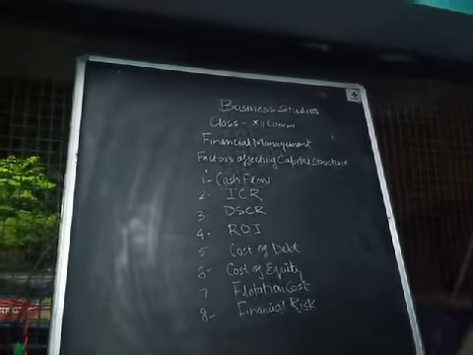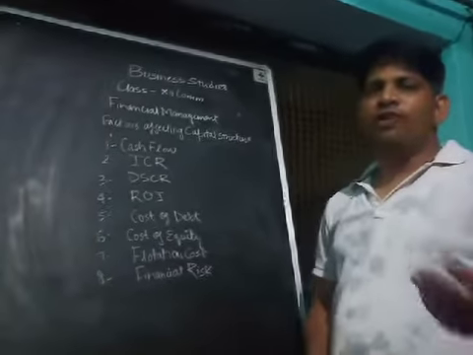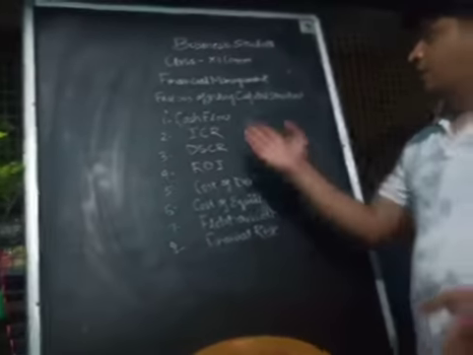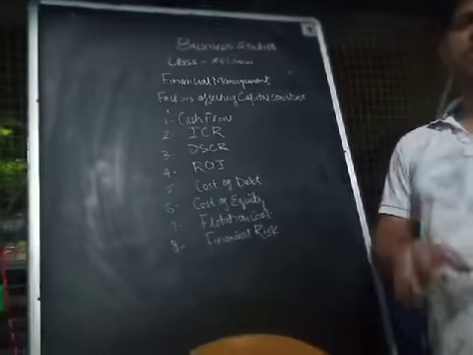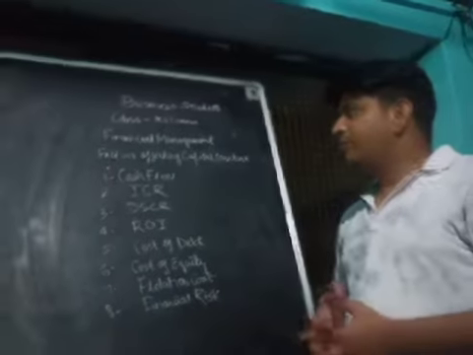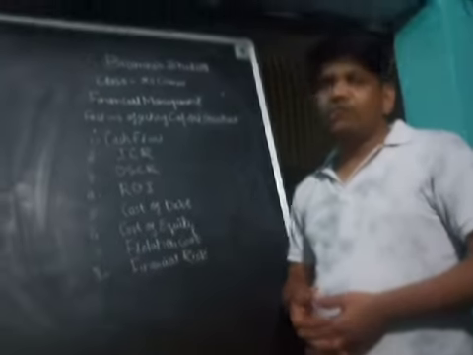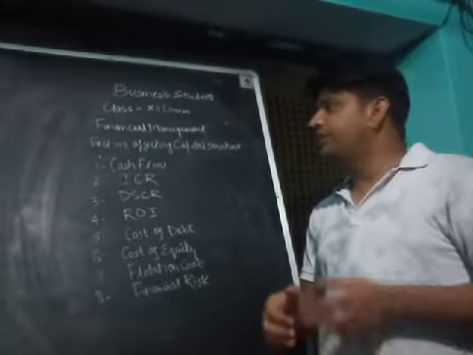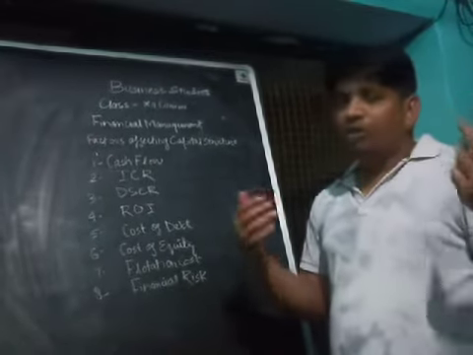Okay, students. The first factor is cash flow position. Cash flow indicates the inflow and outflow of money from the organization. If more inflow takes place in the organization, that means the company is getting more profit from the economy. And if more expenditure, more outflow takes place, then ultimately the company is facing a lot of expenditures.